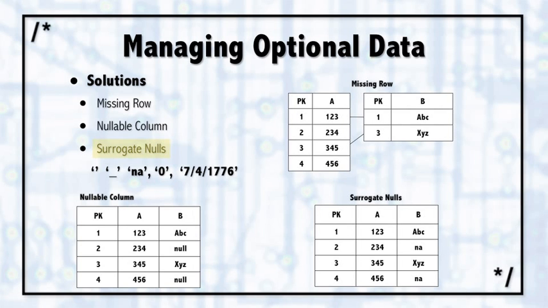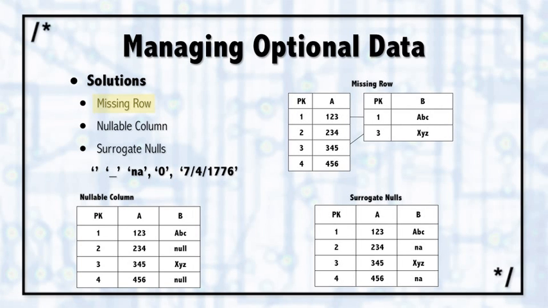One severe method of dealing with the optional data is one that I call missing row. Similar to a supertype subtype pattern that we saw a few moments ago, the missing row actually breaks out any nullable or optional data column into a separate table, builds a one-to-one relationship, and then stores only those rows that have the data.